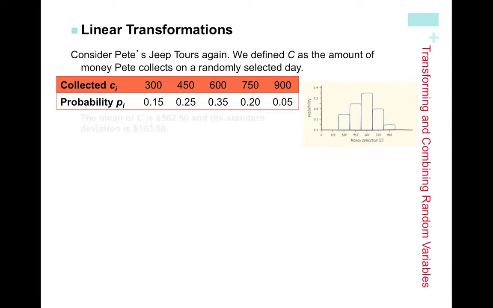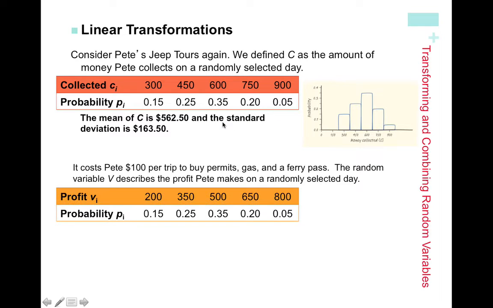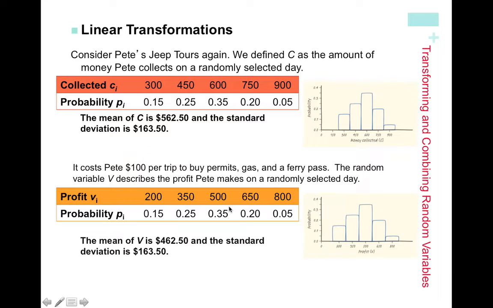Alright, let's go back to his costs here. So there's the histogram of costs. And now he also has to, for every trip he takes, pay $100, regardless of how many passengers. So I can subtract 100 from each of those values. My histogram looks the same, so my shape looks the same.